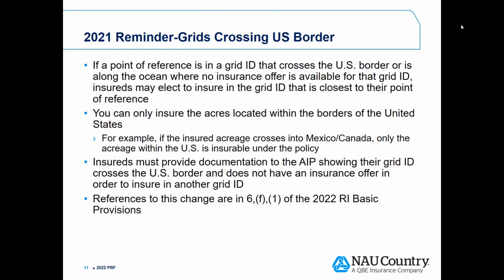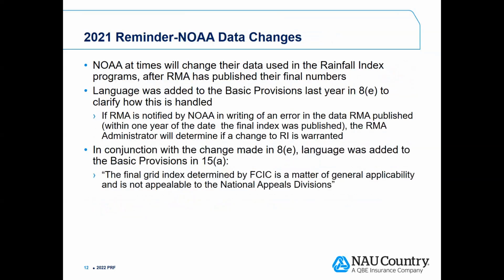Like I said, the longitude and latitude lines that they overlay the earth with don't know about boundaries and county lines and state lines and water lines and things like that. So just be aware, if you're right up next to a border or the water, that your grid ID is entirely in the United States. If it is not, then you need to move in and use one that touches that grid. Something that we talked about last year, just a reminder this year.